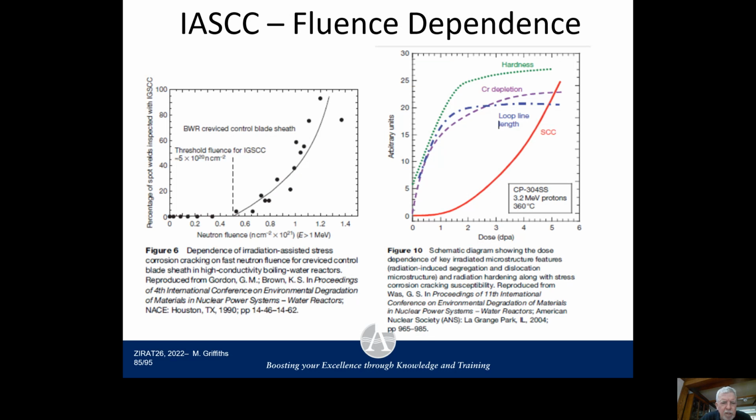So when it comes to the IASCC, the fluence dependence, here's some data taken from one of the environmental degradation meetings, showing how SCC rate, yeah, so this is a propensity for SCC formation as a function of fluence, and the propensity goes up with increasing fluence.